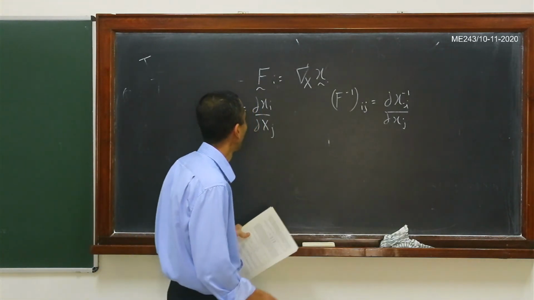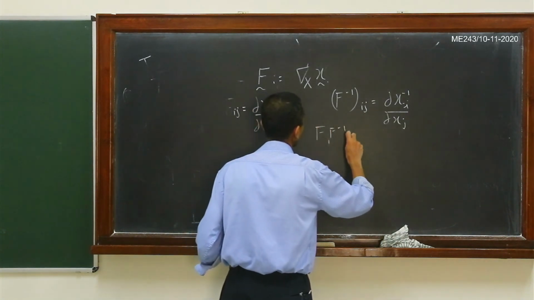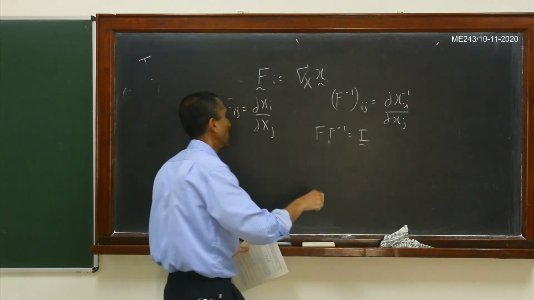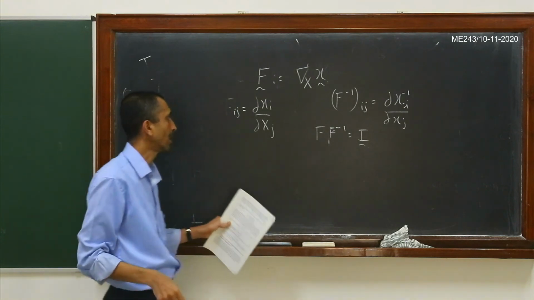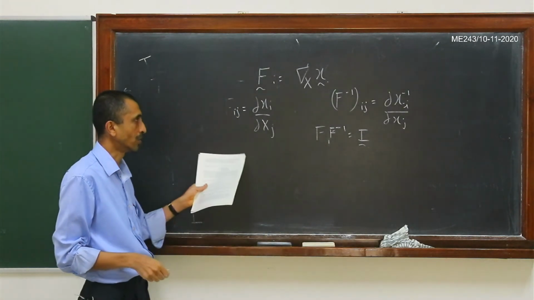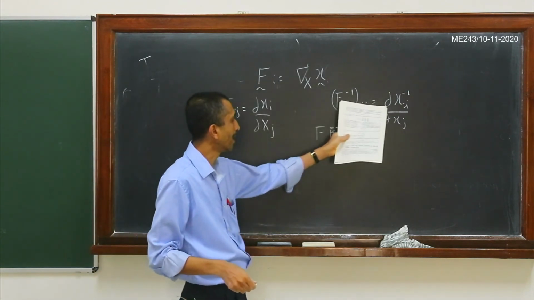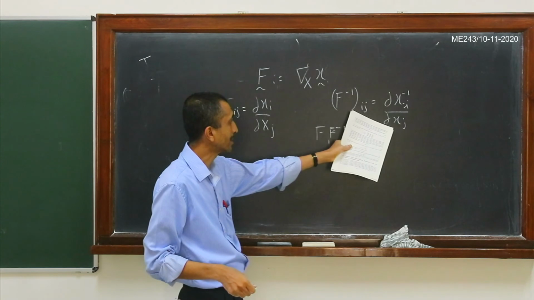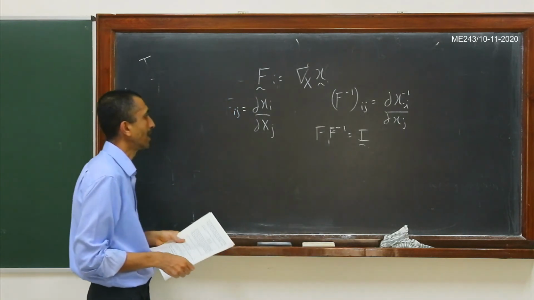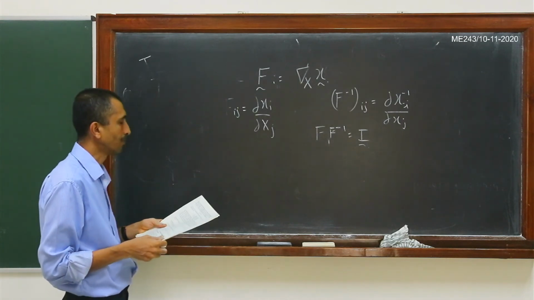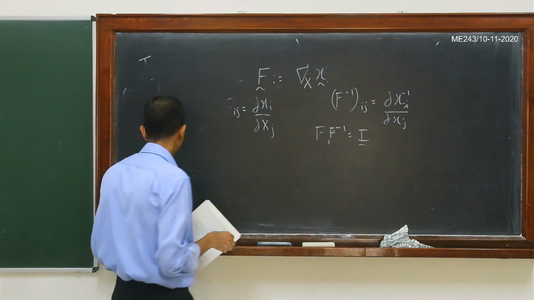Why does F inverse have these particular components? We can easily verify that F times F inverse is equal to the identity tensor. That is our basic definition of an inverse. Just use the chain rule: del chi i by del xj times del xj by del xk gives you delta ik. So you can easily verify that F times F inverse is the identity tensor. Fine, then let's go to the next thing.